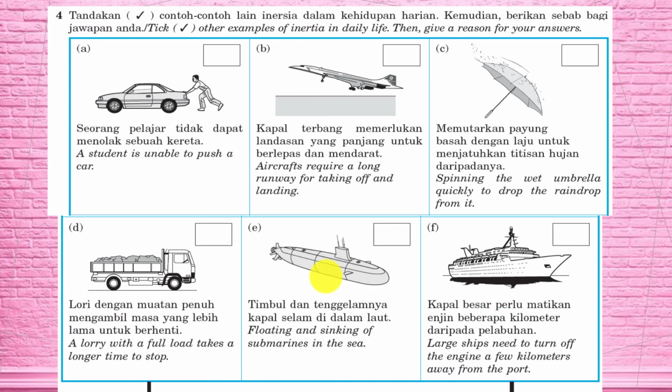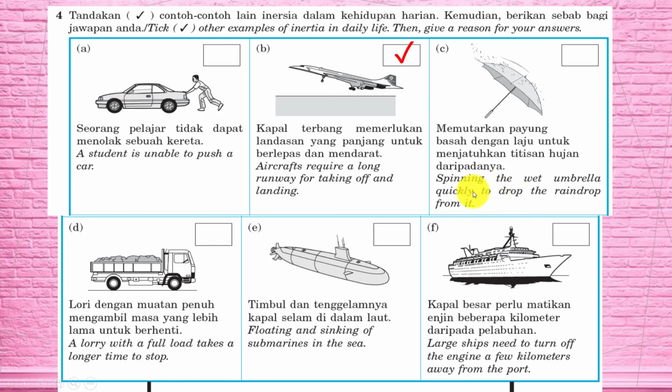Okay, now we go to number 4. We need to tick which ones are examples of inertia in daily life. First one, the student unable to push the car. This one is related to force. We are not talking about pushing the car. You can never move something with too high a mass, so that one cannot move. If your handbrake is never put down, it also cannot move. This one is not related. We go and see B. The aircraft that requires a long runway to take off and land. Yes, this one takes a long runway because it cannot stop immediately and also cannot lift up immediately. So this one should be inertia.